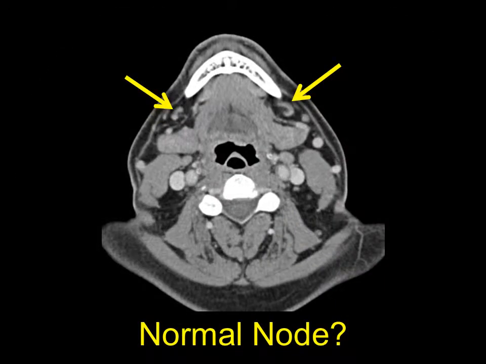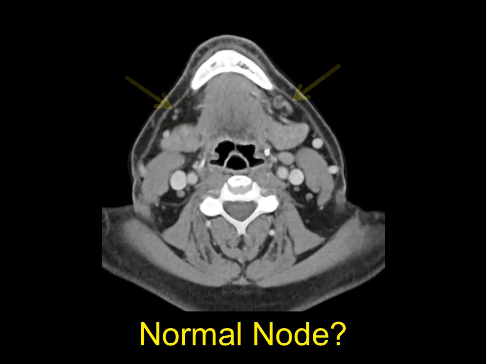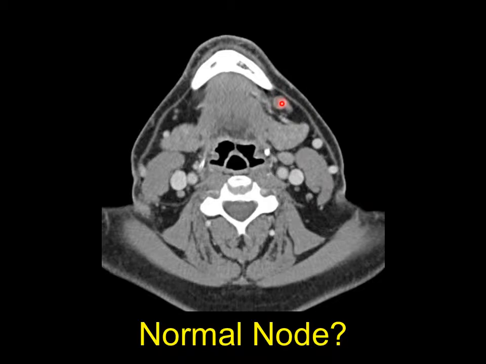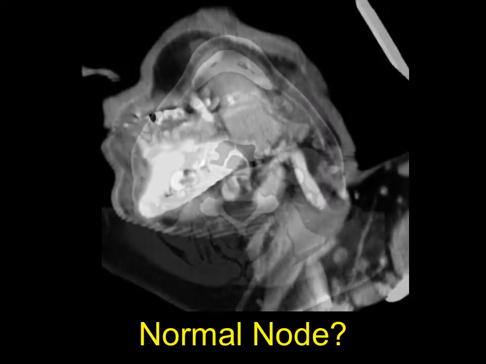Now here's a case where we had bilateral lymph nodes under the mandible that initially looked normal, nice kidney bean shapes and nice fatty hilum. As we follow the node on the left, however, this is clearly an abnormal lymph node. We have a necrotic focus within the pole of the lymph node.